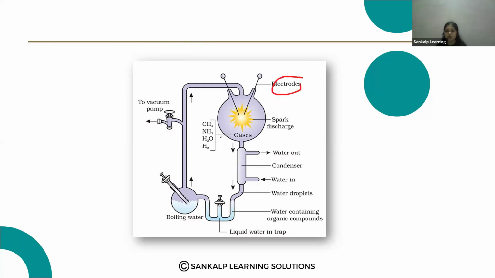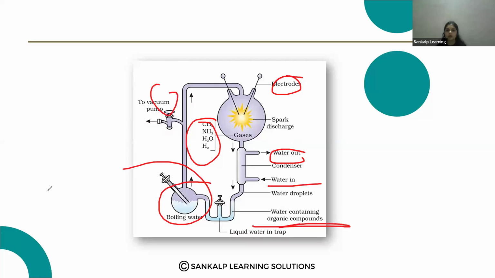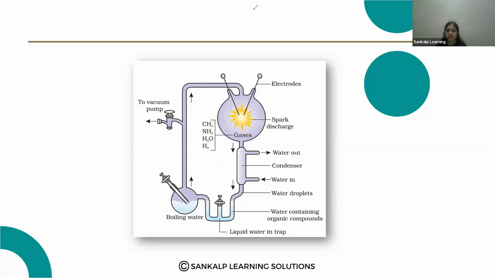So the electrodes, the gases used, water out and water in, boiling water, vacuum pump. All these labelings you have to label properly. They ask this as a very important 3-mark or 2-mark question. And one more important thing, you have to label correctly. Sometimes they may also ask for the explanation.